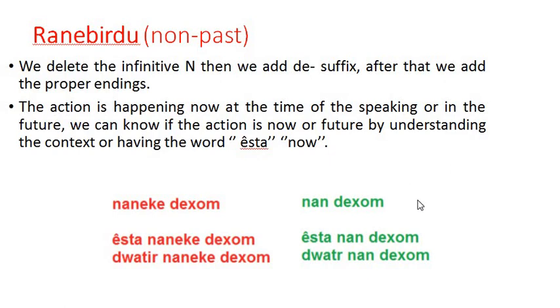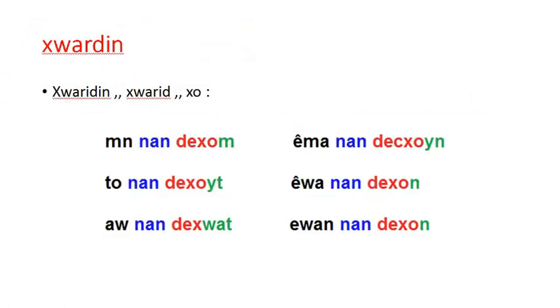But if you wanted to make it more clear, there's two words you can add. You can add esta nanaka dakhom, means basically now, an action is happening now. But if you add duatir nanaka dakhom, means later. Duatir means later. So by the context you can recognize, or by the time words you can recognize what it means. Is it now or future? For the endings, we have different endings. As I said, there's three groups of endings according to the type of the verb. Does it end with din or an?